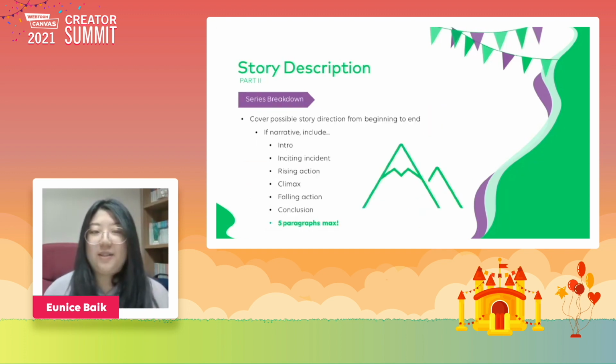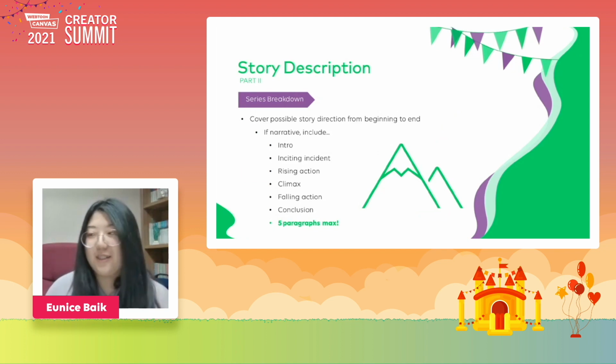And so the series breakdown, this is where the main bulk of the story can be described. I put five paragraphs max, but it's really just a way of condensing or trying to pick and choose moments that you think are crucial for the story. Keep in mind that whoever is reading this, they want to continuously feel engaged, and so it can be easy to wander off and go into every single detail, write it as a novel.